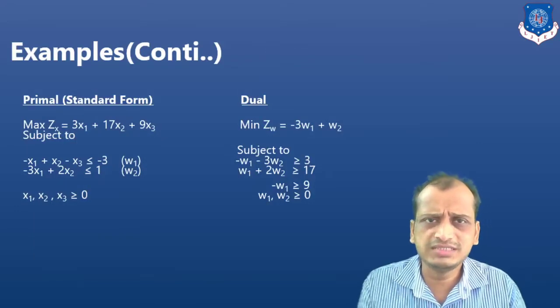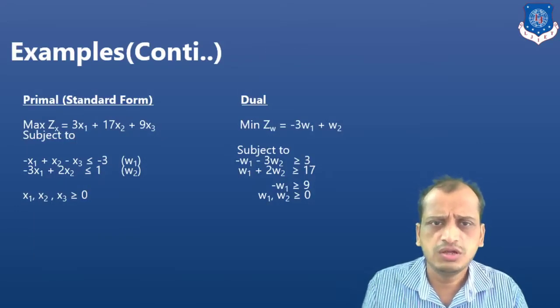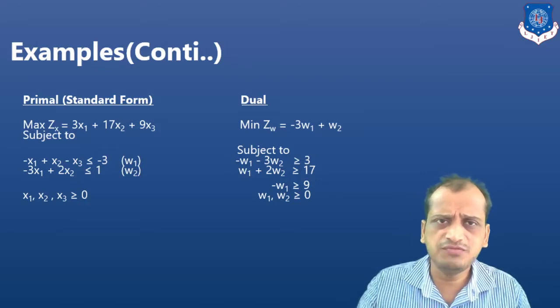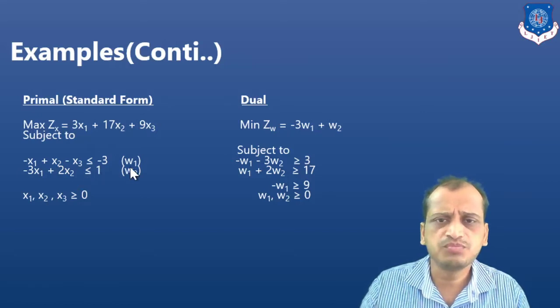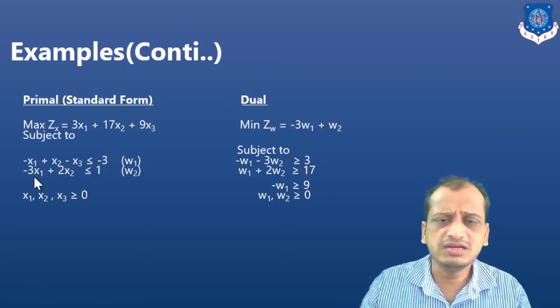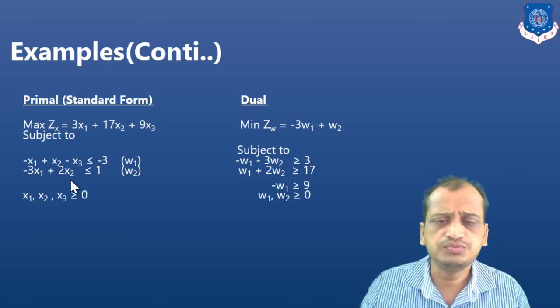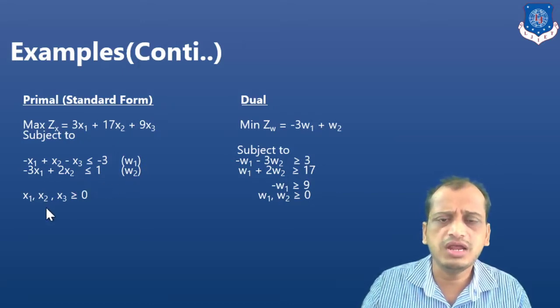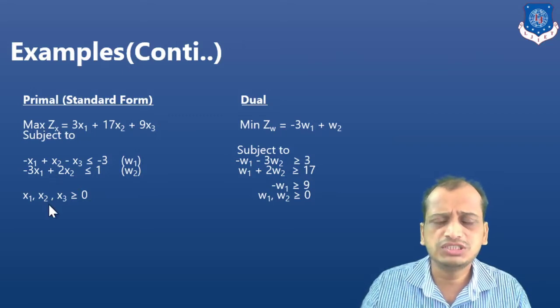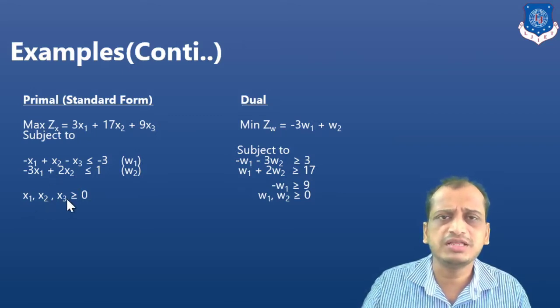Now let's look into an example of primal to dual conversion. On the left hand side, the primal standard form is given: maximize z equals 3x1 plus 17x2 plus 9x3, subject to the constraints. The first constraint is minus x1 plus x2 minus x3 less than or equal to minus 3. The second constraint is minus 3x1 plus 2x2 less than or equal to 1. And there is also the non-negativity constraint that x1, x2 and x3 are greater than or equal to 0.